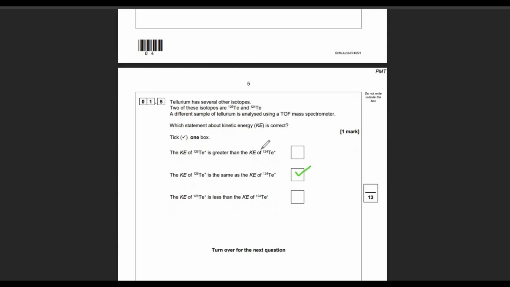So regardless of their individual masses, that's 124, that's 126, that's heavier. If you give them both the same kinetic energy, then because this one has lower mass, in order to have the same kinetic energy as this one, let's just write the equation so I can make sense of this for you. KE is equal to half mv squared.